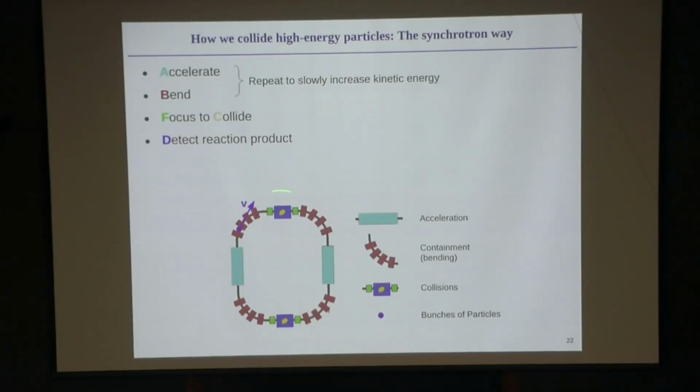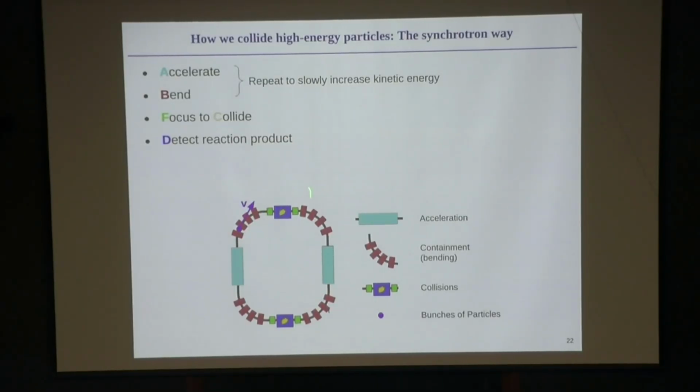They go around and then accelerate more and more and more. Okay? To go around, you need to curve them, so you need to bend the trajectory, and that is done through a magnetic field. So these are the red elements. So you accelerate, bend, and repeat many times until you reach the highest possible energy, which is driven by your magnetic field to contain, and then you bring them to a collision.